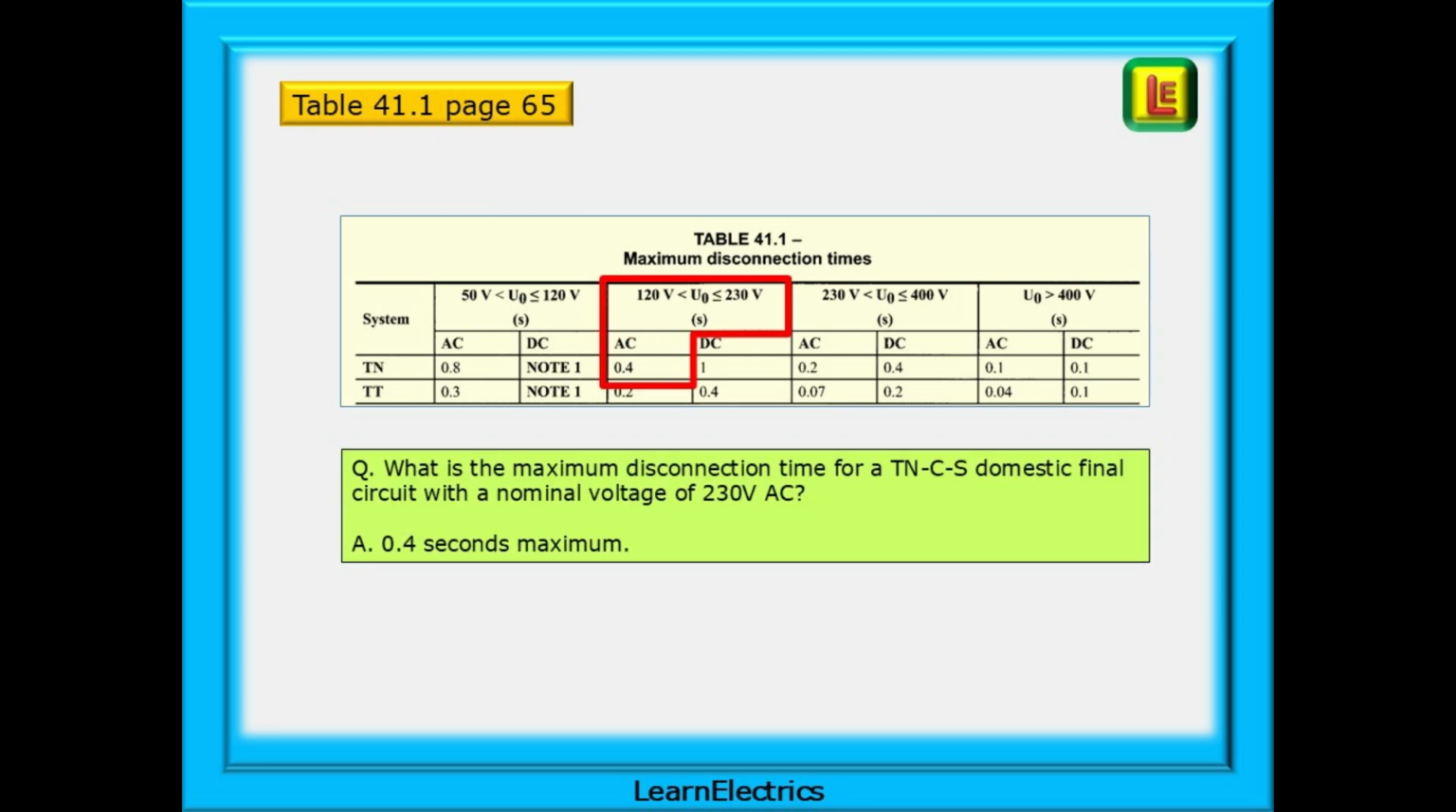A typical exam question might ask, what is the maximum disconnection time for a TN-C-S domestic final circuit with a nominal voltage of 230 volts AC? Find the voltage range for 230 volts nominal, find AC, and find TN for TN-C-S, and read off the maximum disconnection time. And the answer is 0.4 seconds maximum.